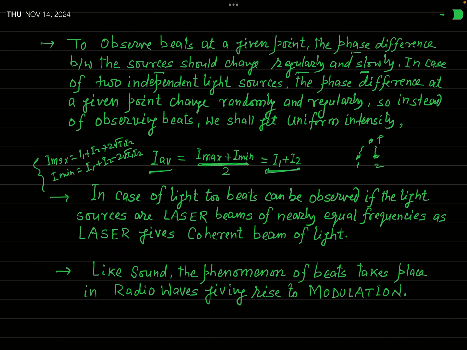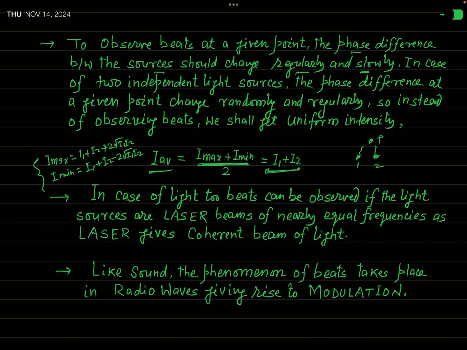So in a nutshell, you can say that the phenomenon of beats cannot be observed in case of two independent light sources. And what is the reason? The reason is that if the sources of light are independent, that is ordinary sources, then the phase difference between the waves produced by the two sources will vary rapidly and irregularly or randomly. But for the formation of beats it is a necessary and sufficient condition that this phase difference must vary regularly and slowly. That's why we cannot observe the phenomenon of beats at a given point in case of two independent sources of light.